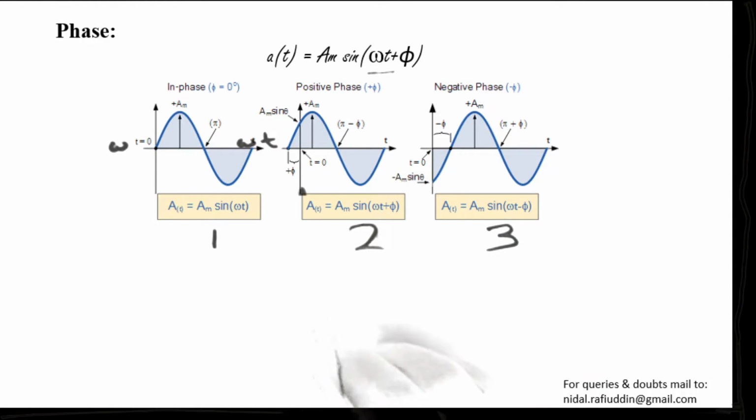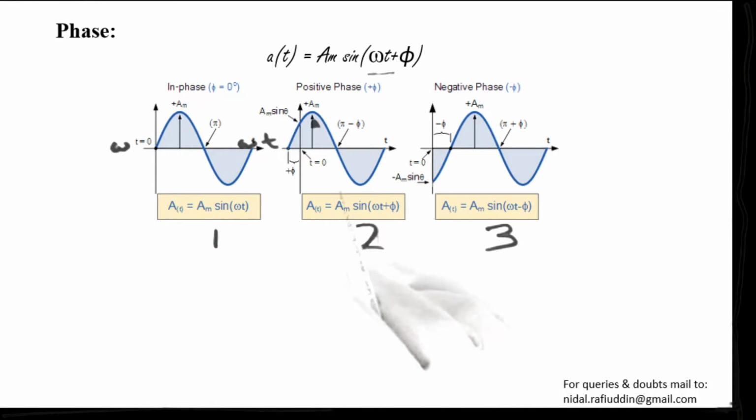So suppose that in the second case we have a phase angle which is positively shifted. This waveform will have the expression a(t) equal to Am sine omega t plus phi, which means that it will have a positive phase or a leading phase. For the time being, let us only talk about positive and negative phases, not lag and lead, because lag and lead are something that will be talked about when we try to compare one waveform with the other.